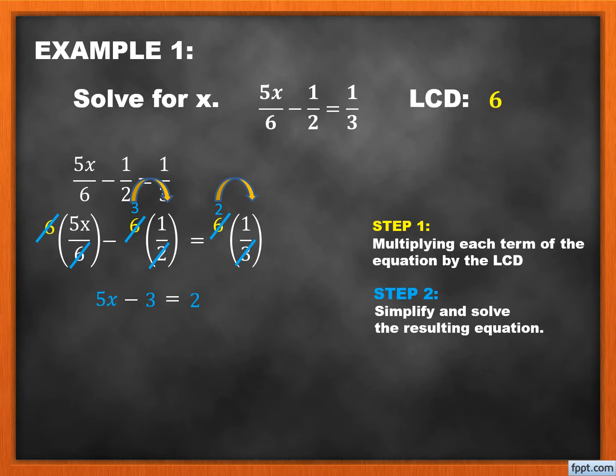Then, by further simplifying and finding the value of x, we must move minus 3 to the other side of the equation. Thus, we have 5x equals 2 plus 3. Then 2 plus 3, we have 5. Then to solve for x, we must eliminate 5, so we divide both sides of the equation by 5. Therefore, x equals 1.